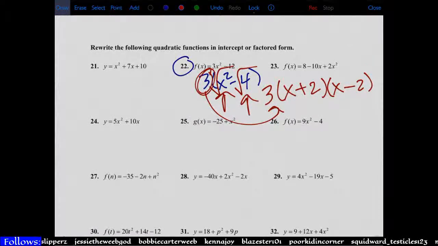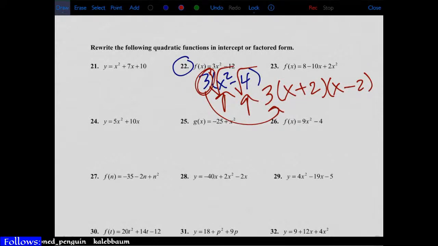That's 22. So if you're having a hard time square rooting, if you're trying to do the square root trick and you're getting weird things like square root of 3, it's probably because there's a greatest common factor you need to take out first, which will then let you do the square root shortcut.